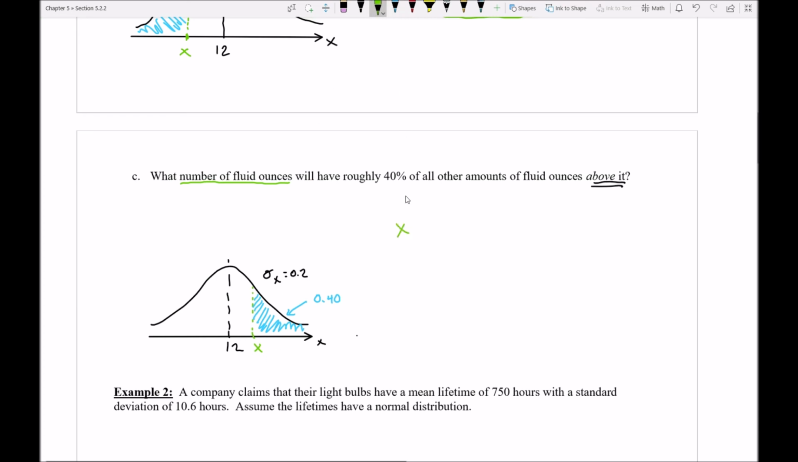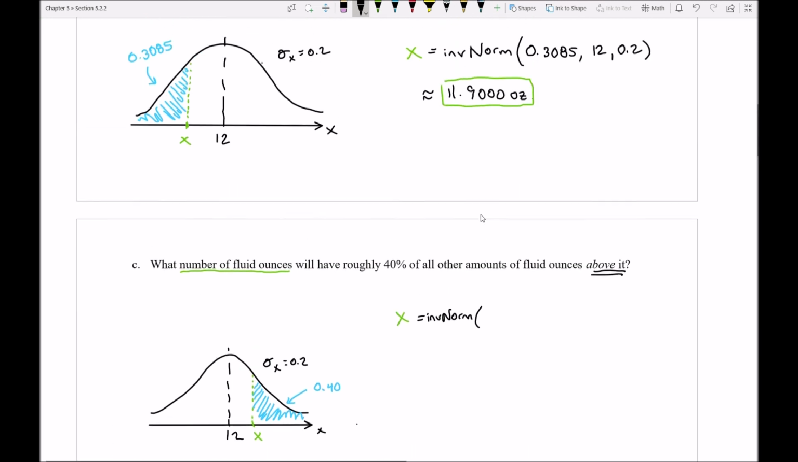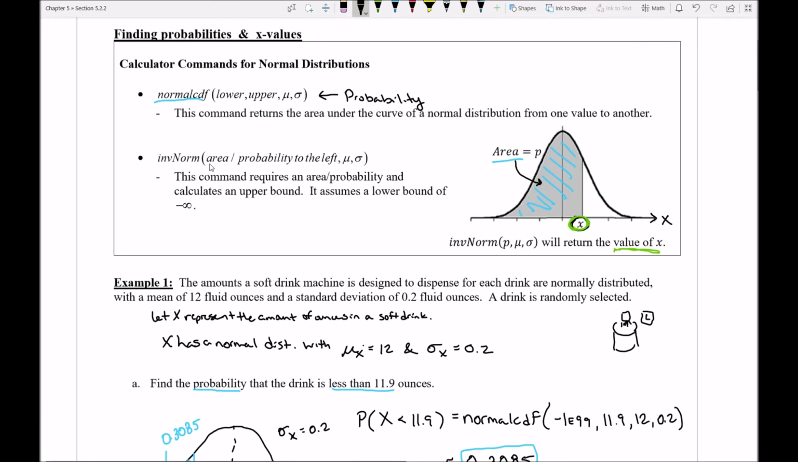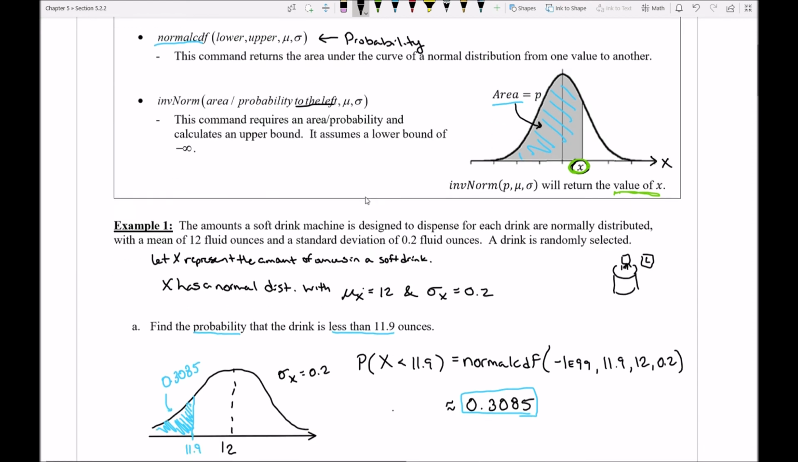What calculator command can I use? I can use the command of inverse normal. That's what the inverse normal command does. It finds you a mystery x on the number line. But remember, I had 3 inputs here, and the first input is the one that people often mess up. A lot of times people will just write that blue 40% as their starting percentage, and that's definitely going to be wrong. Because, as we see up above in the box, I should insert the area or the probability that is to the left of the value of x that I'm looking for.